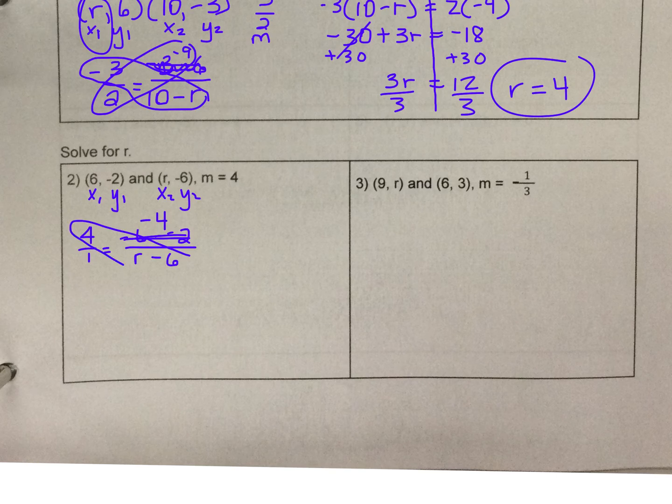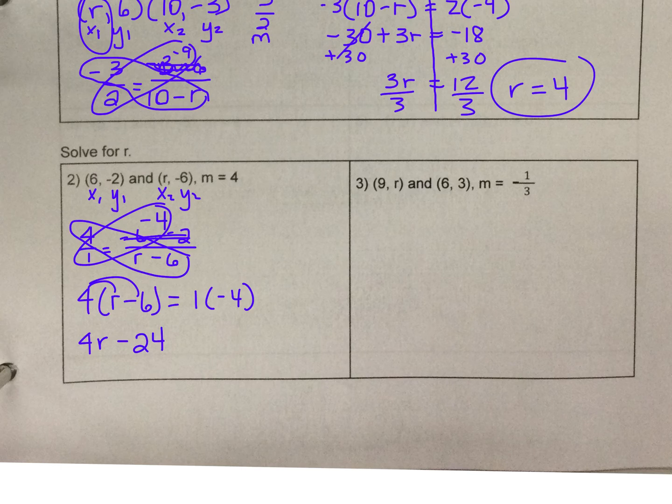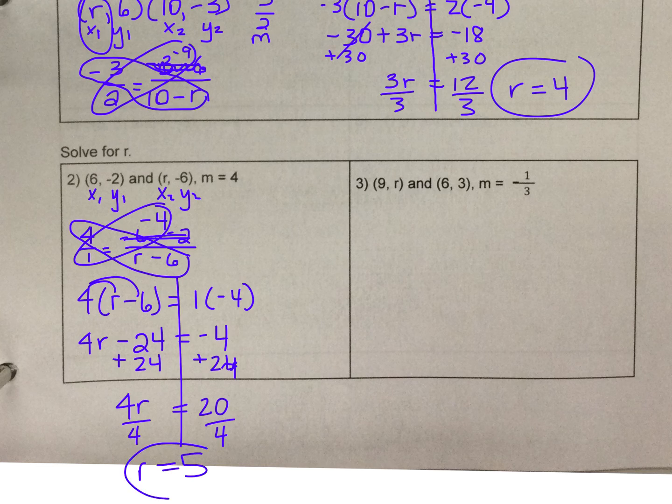Now we're going to cross multiply. 4 times r minus 6 equals 1 times -4. Distribute. 4r minus 24 equals -4. I'm going to add 24. 4r equals 20. Divide by 4. r is 5. Right?